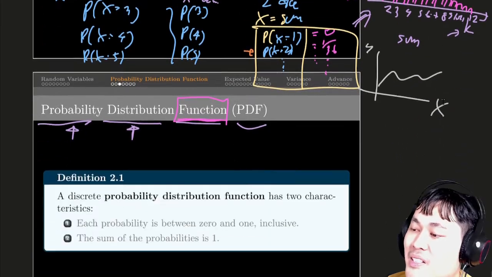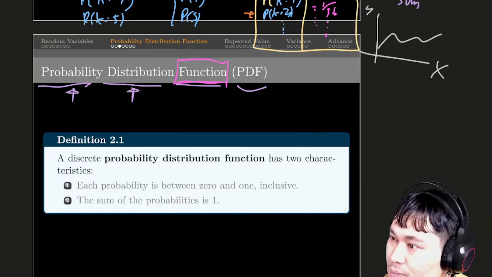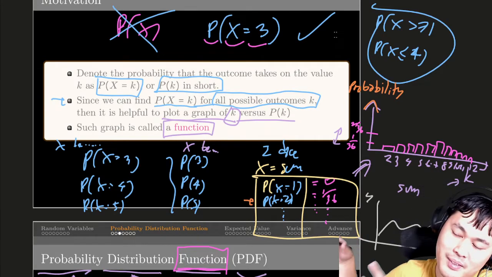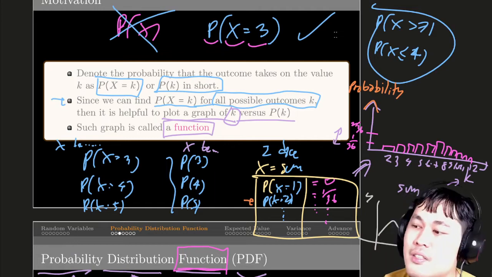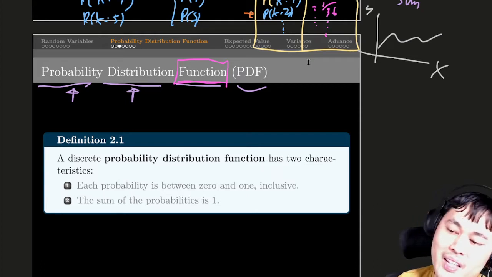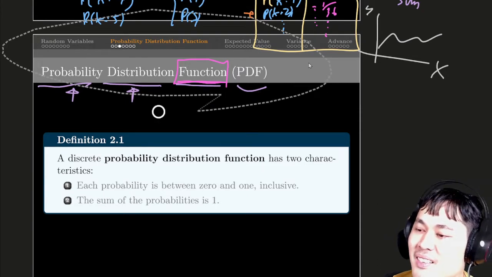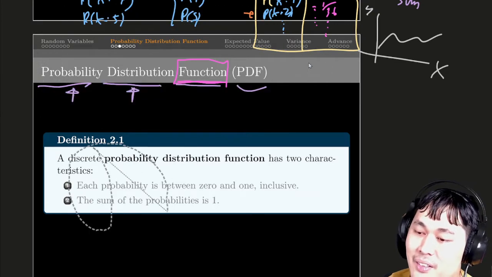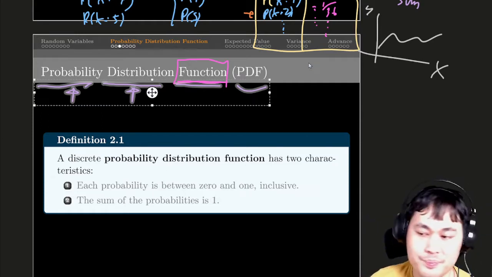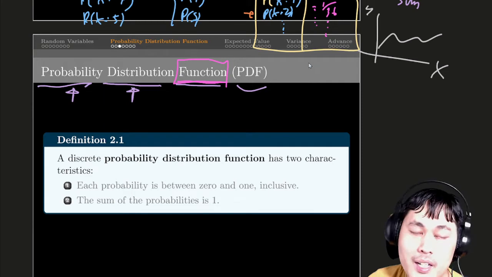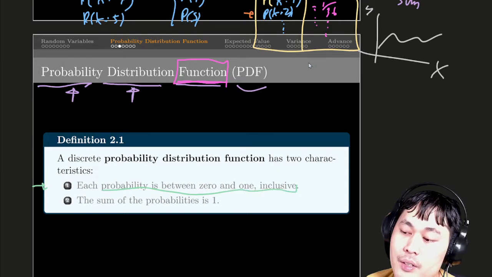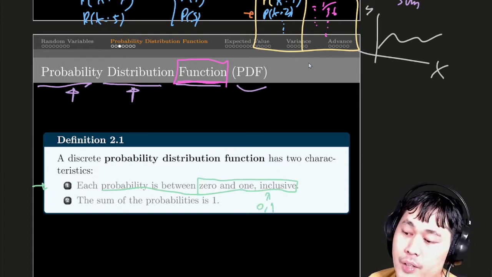From now, we're going to talk about functions. This is the real application that we want to work on and turn into a function. But in math, we can say, oh, any function satisfying these two criteria could be a probability distribution function. If it has two characteristics. The first is that each probability is between 0 and 1, inclusive. Inclusive means it can be 0 and 1.